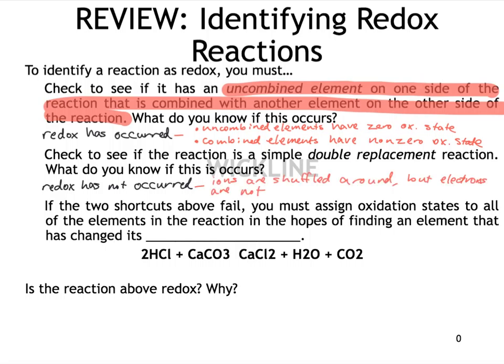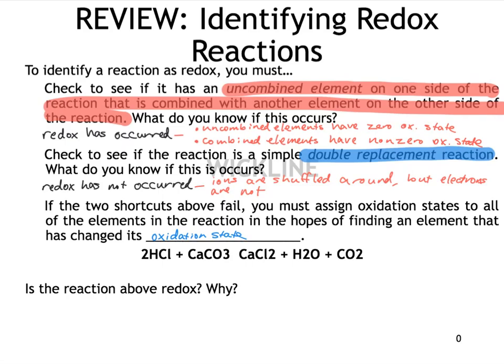But there are rare circumstances when neither one of these shortcuts will work. And if that's true, then what you need to do is assign oxidation states to all the elements in the reaction in the hopes of finding an element that has changed its oxidation state. So let's go ahead and do that now.